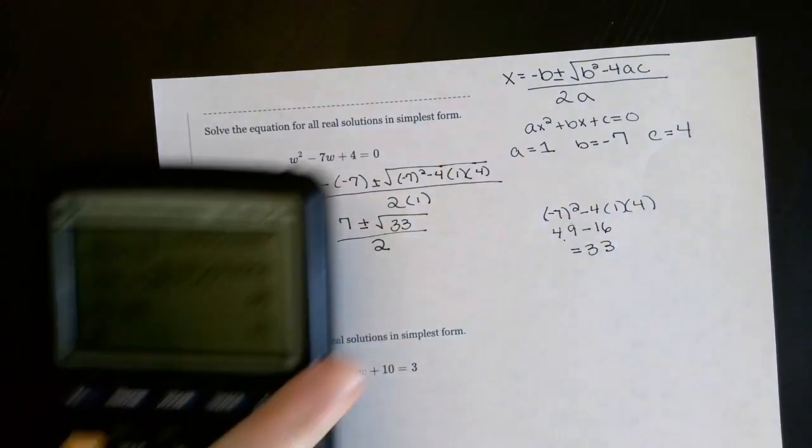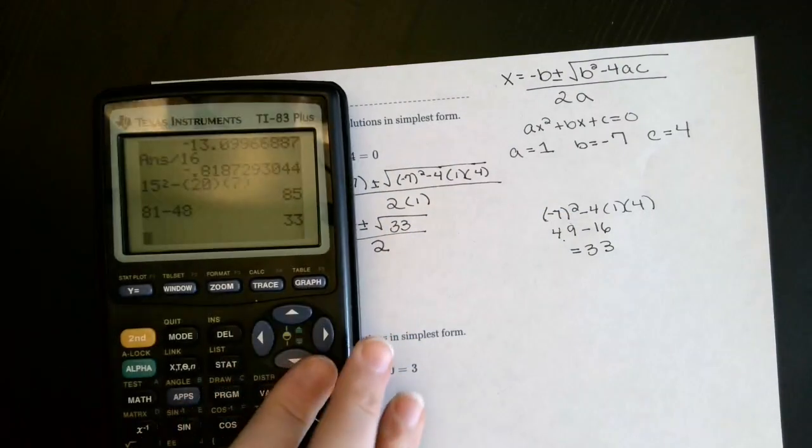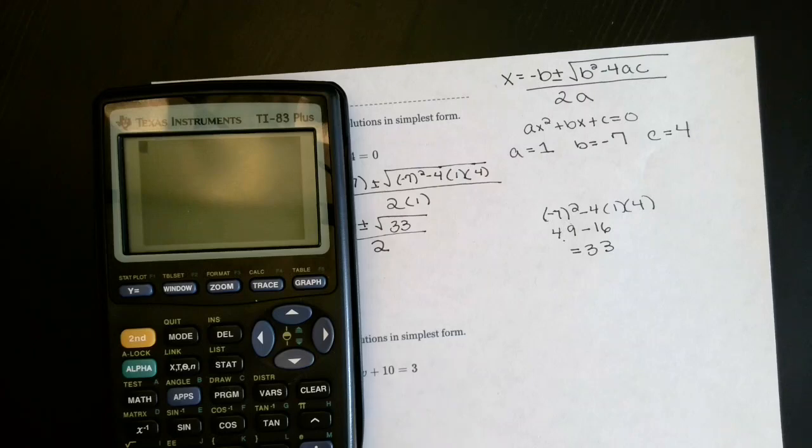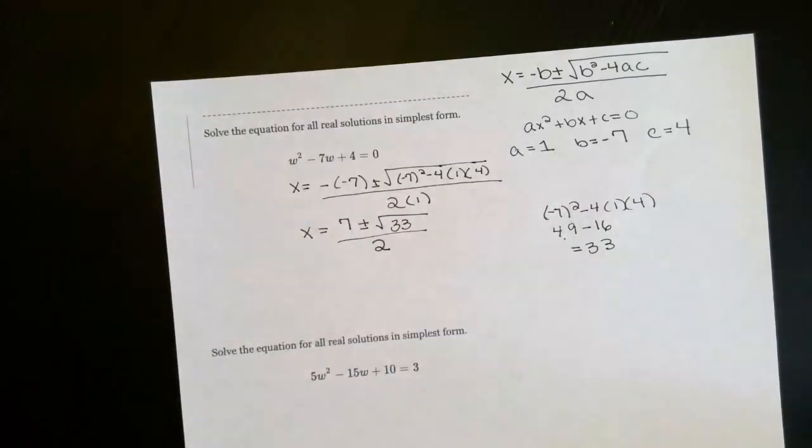If you do have your calculator, you would do negative 7 squared, make sure your negative 7 is in parentheses, minus 4 times 1 times 4, which gets you that 33. Double check to make sure 33 is not a perfect square, and it's not. So I can stop right there.